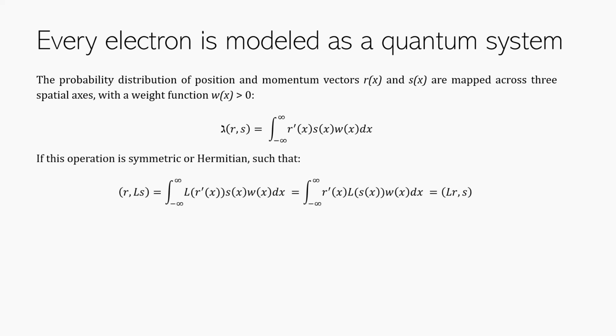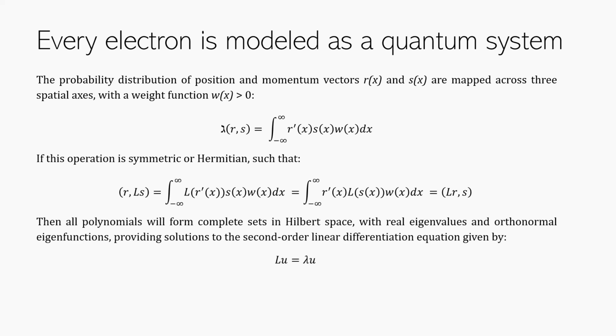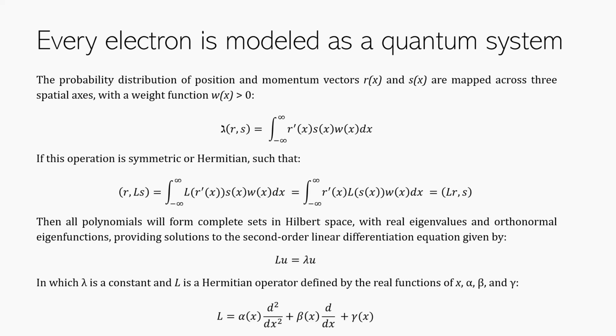If this operation is symmetric or Hermitian, such that RLS equals RLS, then all polynomials will form complete sets in Hilbert space with real eigenvalues and orthonormal eigenstates, and that'll provide solutions to the second-order linear differential equation, which we recognized from before. And here, lambda is a constant and L is a Hermitian operator defined by the real functions of x, alpha, beta, and gamma. So we're going to find the nth order characteristic polynomial and all of our eigenvalues, but now we'll be modeling that process with a wave function equation rather than with matrix mechanics, but it's all the same thing.